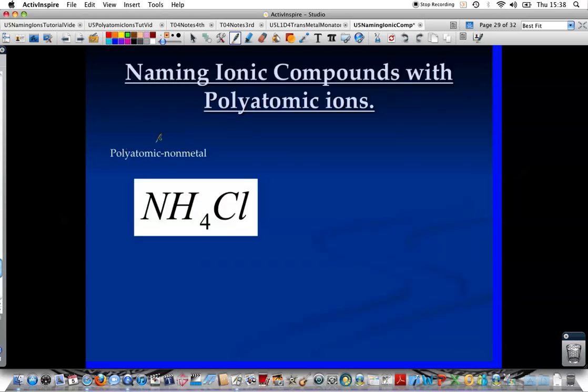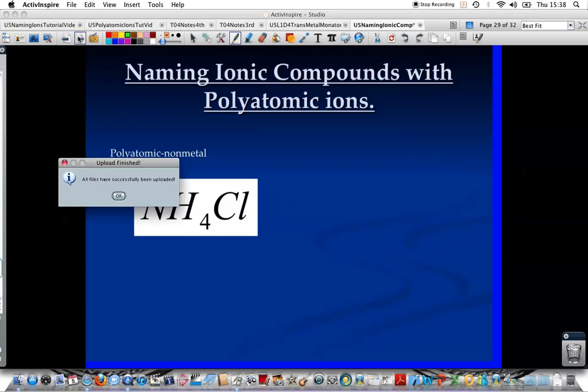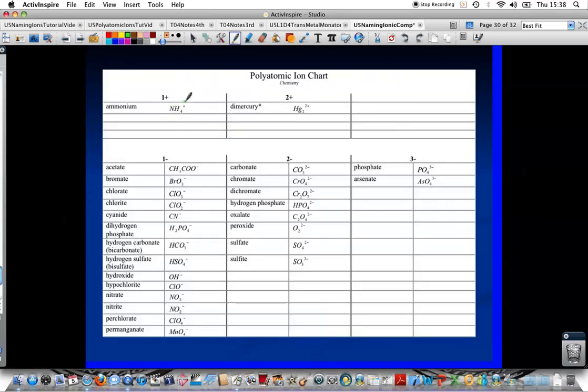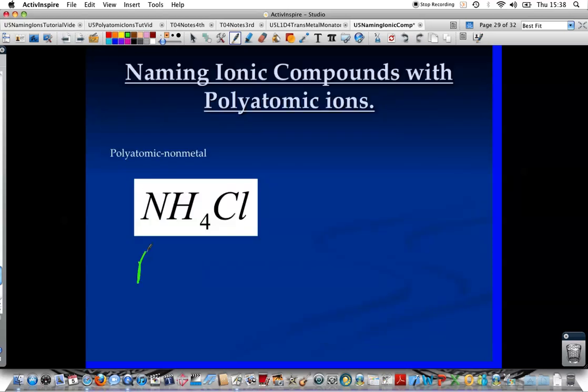And then here's a polyatomic and a nonmetal. So we have NH4, which is really the only positive polyatomic. We find NH4 right here, and that is ammonium. So I'm going to write ammonium. And Cl is chlorine, but it's in an ionic form, so it's an ion, and so I name it chloride because I changed the ending so it ends in ide. So ammonium chloride.